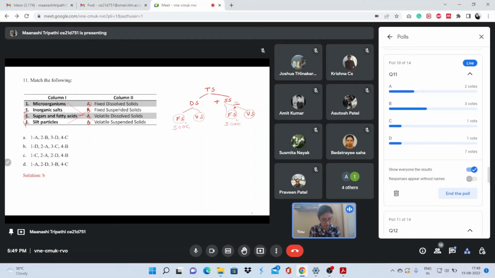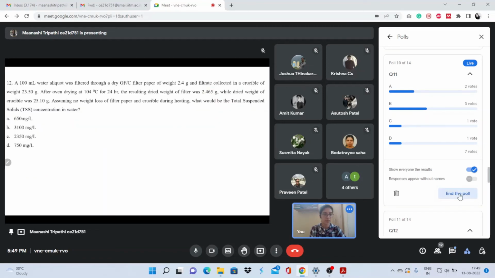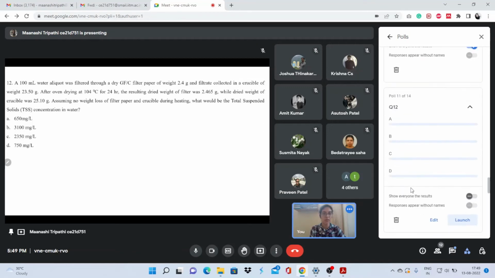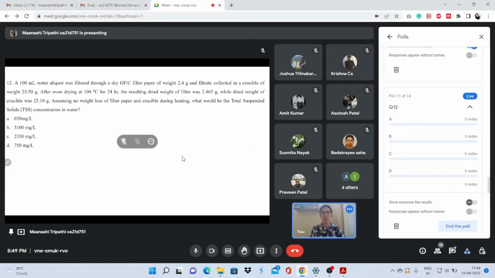Next is inorganic salts. So this is fixed dissolved solids. Okay. Moving towards the next question. Question number 12. And these are the options for question number 12. So you can use your calculators for this. Try to solve this question.